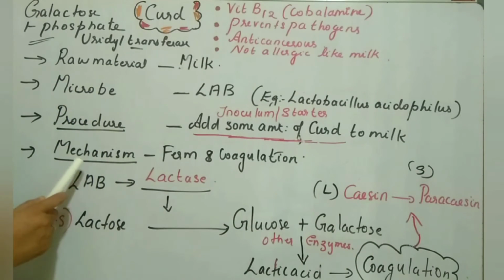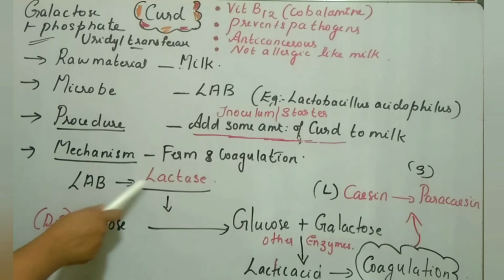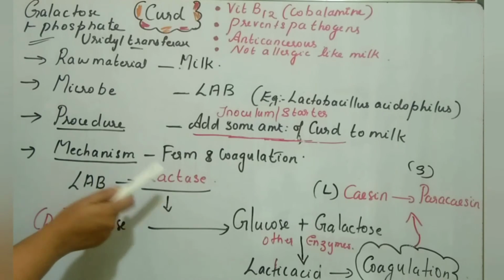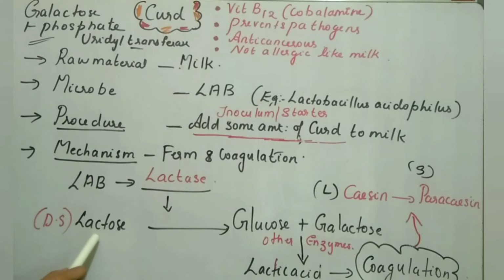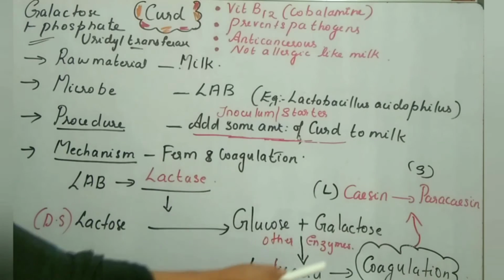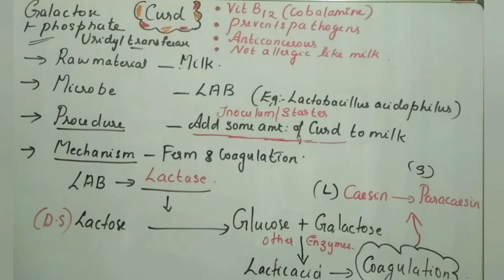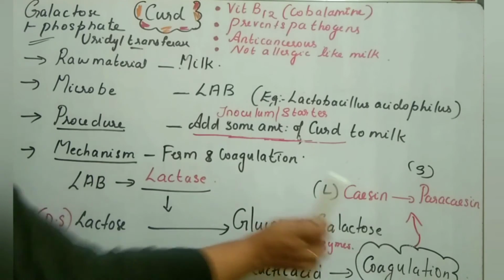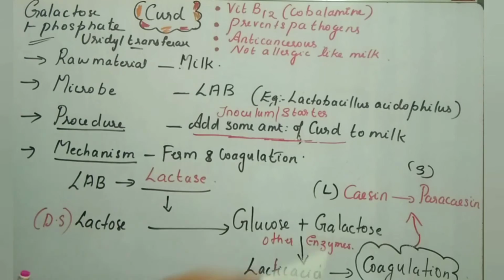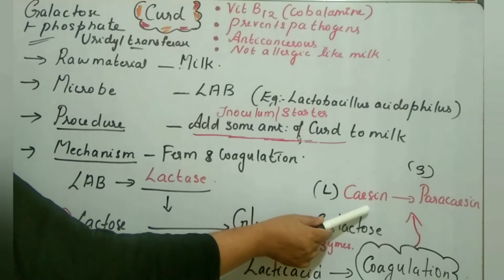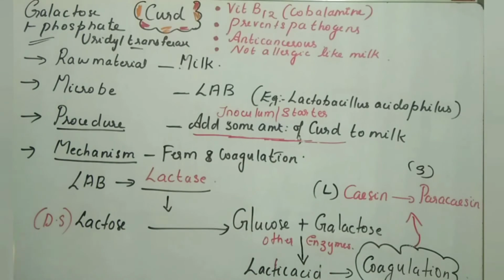So the mechanism is that the LAB produces an enzyme called lactase. Lactase converts lactose into glucose and galactose, and these are finally converted into lactic acid, and the lactic acid results in coagulation. What is coagulation? The conversion of casein present in the milk to para-casein. Thus, the liquid texture changes to solid texture, that is the curd.